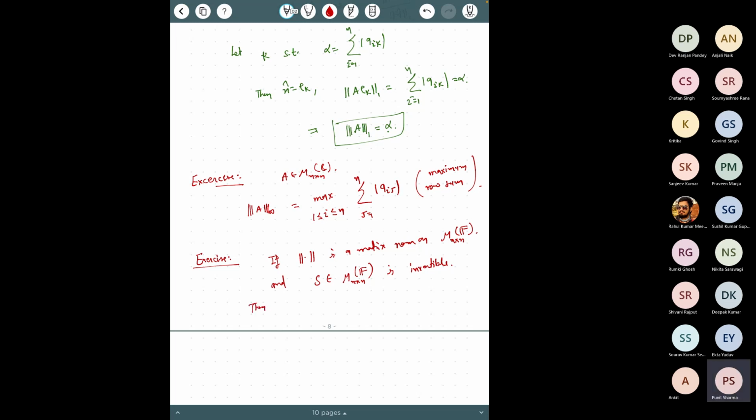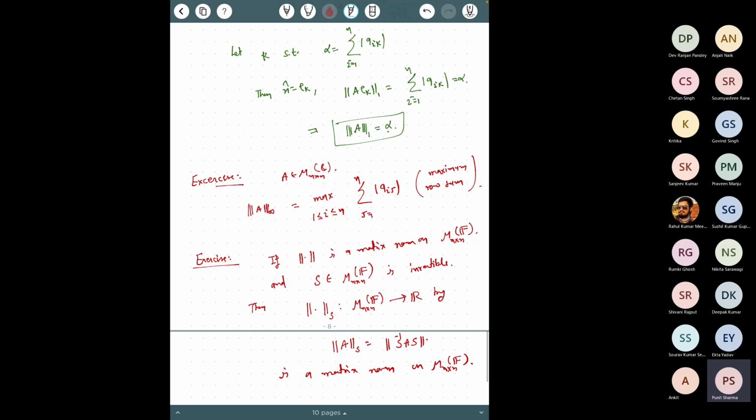Then you can show that this new function, which I'm defining by using this matrix S, let us denote by this subscript S, just to mention that it is defined using S. How is it defined? If you take any matrix A, then send it to the norm of S inverse A S. Then this function is a matrix norm on the space of matrices. So for any given matrix norm and for any invertible matrix S, you can define a new matrix norm. This exercise gives you another way to define matrix norms.